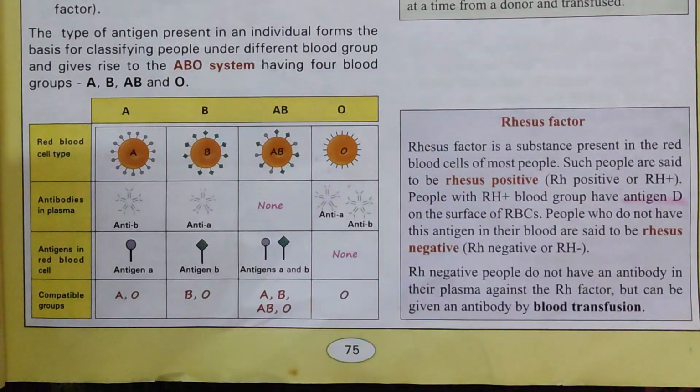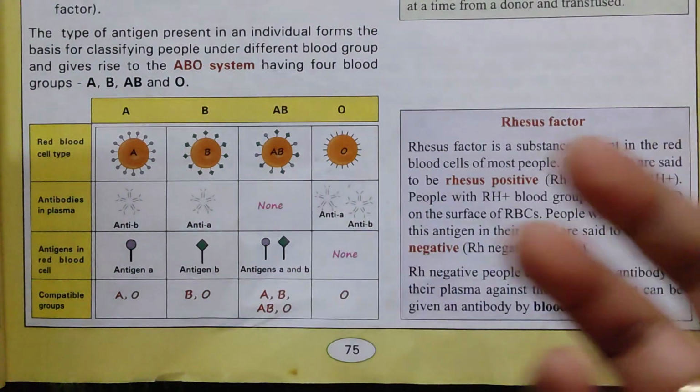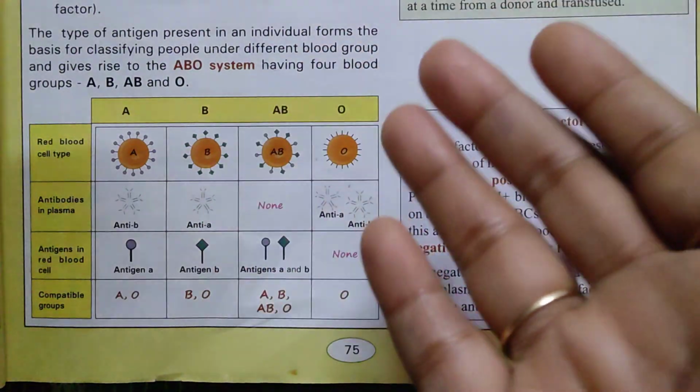If there is no presence of antibodies, no one is going to destroy this particular blood or protect against it. So everyone can transfer their blood.